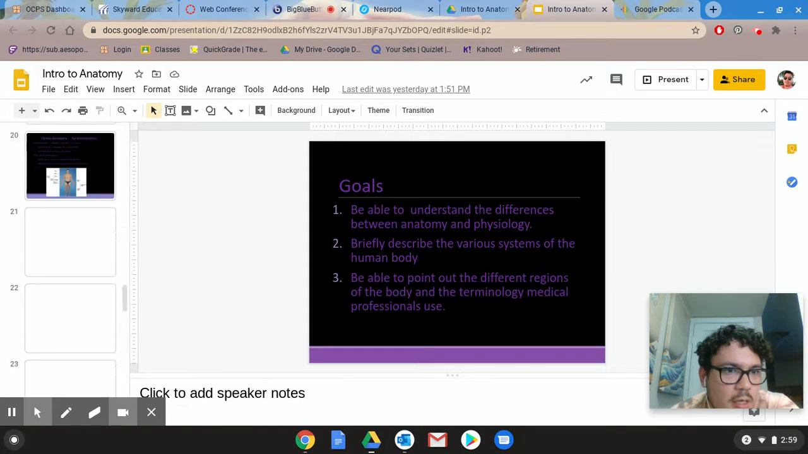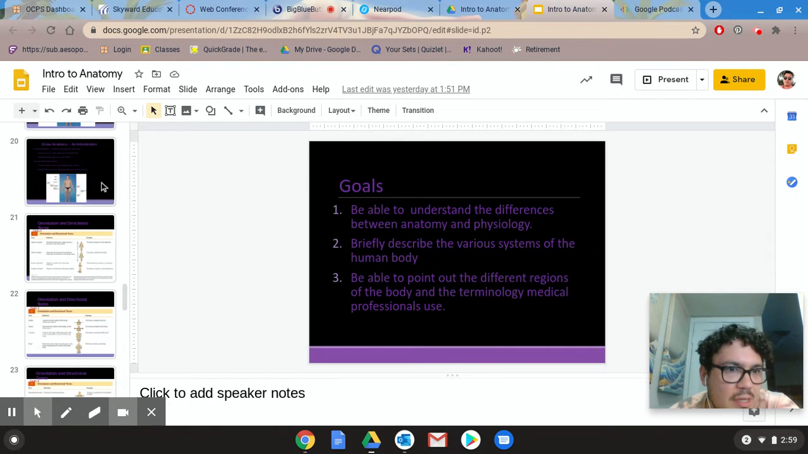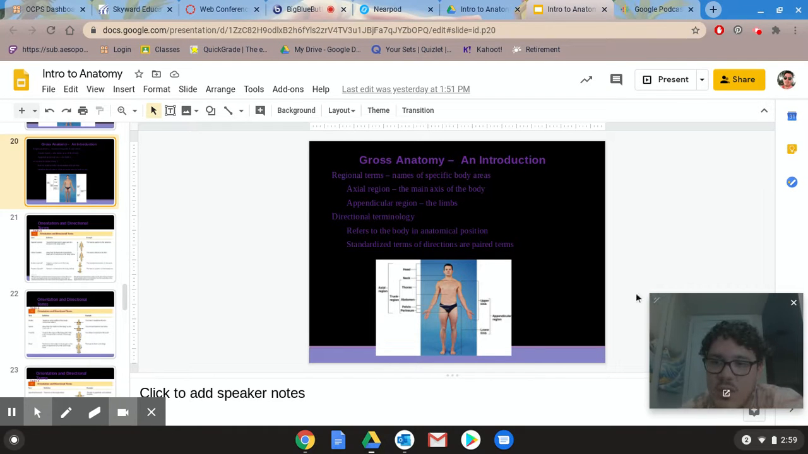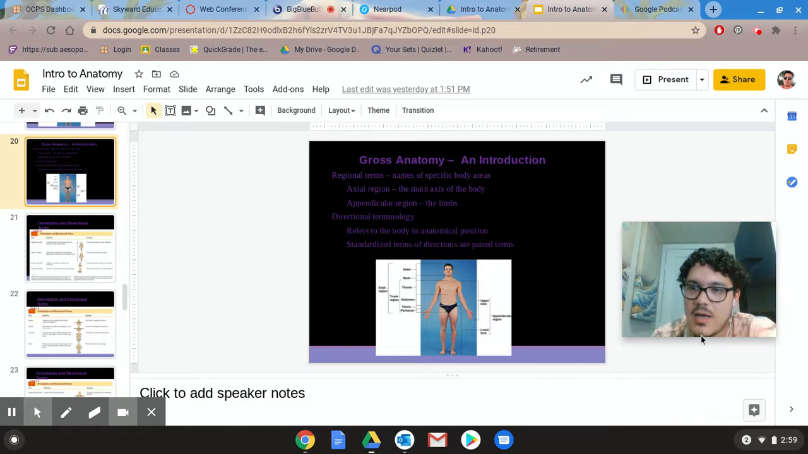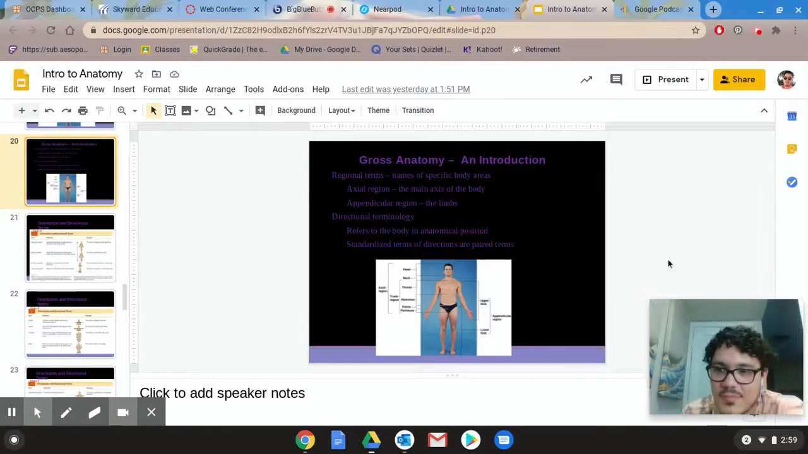All right. Covered all this. So the last thing we talked about was regarding the regional stuff. We mentioned axial versus appendicular. We mentioned that axial is more like the axis, so think of the trunk of a tree, whereas appendicular is going to be more associated with the limbs. As far as the limbs are concerned, that's literally your arms, your legs, stuff like that, right?